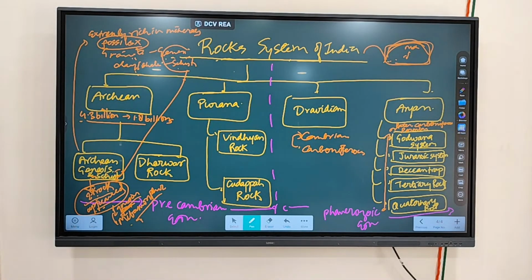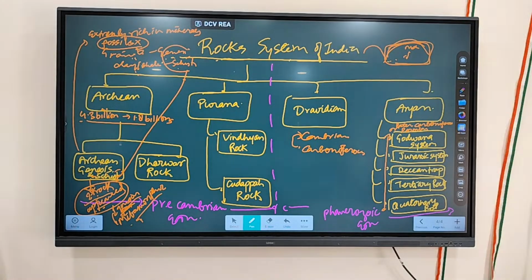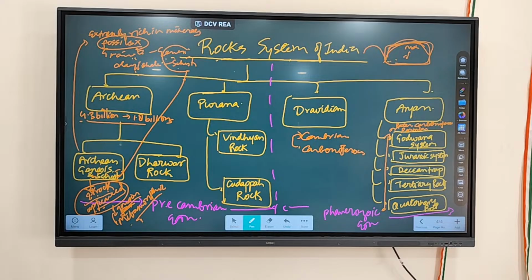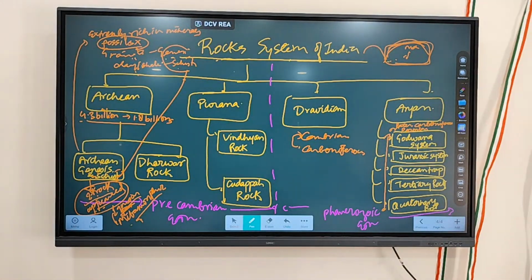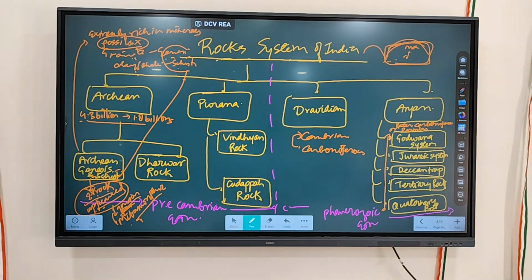You don't find any coal, you don't find any petrol or oil in this particular type of rock, because igneous rocks are unfossiliferous in nature, and from this igneous rock, metamorphic rocks have been formed, so they will not contain any type of fossils. Clear? Any doubt regarding this one?